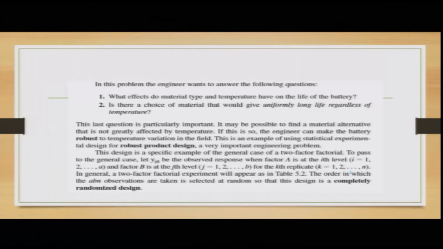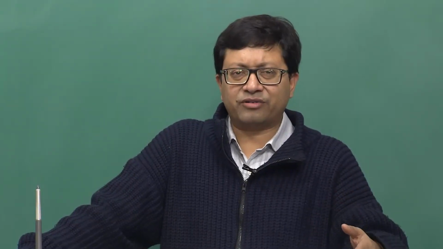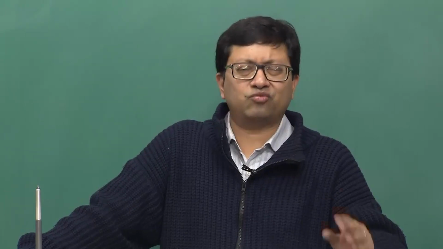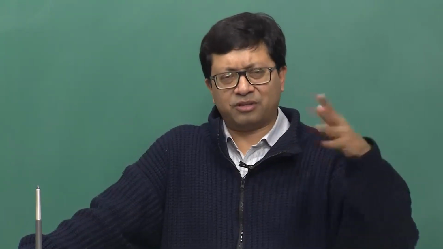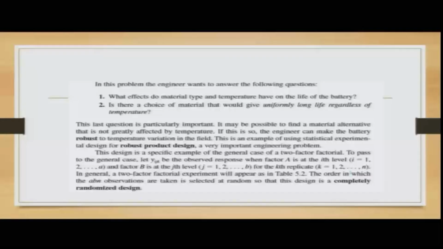In engineering design, in a chemical distillation plant, or when you want to design, as in this case, a battery, or a bridge, whatever, the factors may be different, but the concept remains the same. So this design is a specific example of the general case of two-factor models. To pass to the general case, let us consider these variables as defined. You will basically have y, which is the effect we want to find out.